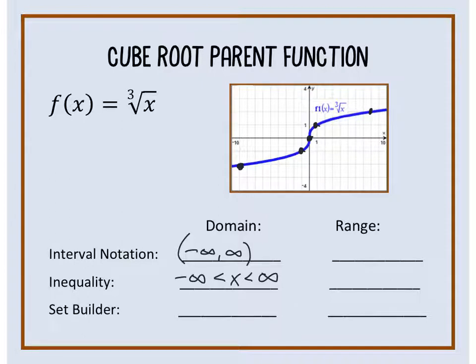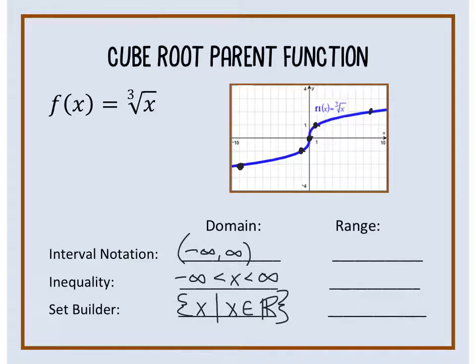And in set builder notation, there's a couple different ways I've seen it, but we're going to write it with our curly bracket, x such that, and we're going to do this new thing. It's called element of all real numbers. That just means that x is all real numbers. So just a different way to look at it.